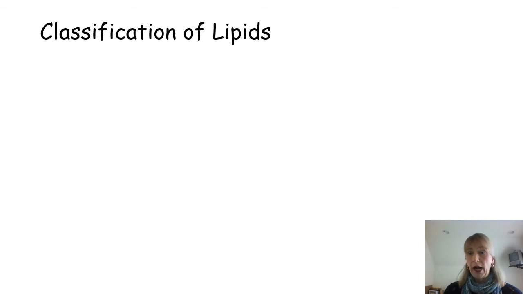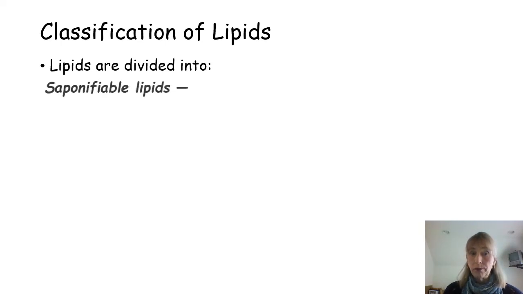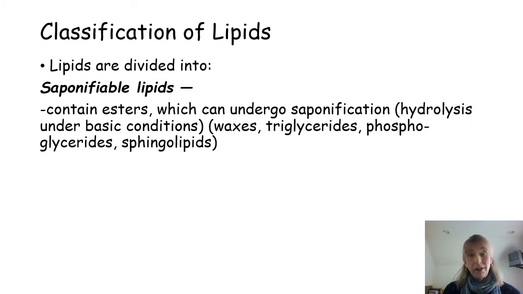So how do we classify lipids then? Lipids are in turn divided into saponifiable lipids. What does that mean? Well, you might remember from our study of esters that esters were saponifiable. They underwent saponification. So a saponifiable lipid is going to contain an ester or esters that can undergo saponification. Again, recall back in our earlier chapter on esters, what's saponification? It's simply a base hydrolysis. So saponifiable lipids are going to contain esters which undergo base hydrolysis, saponification.